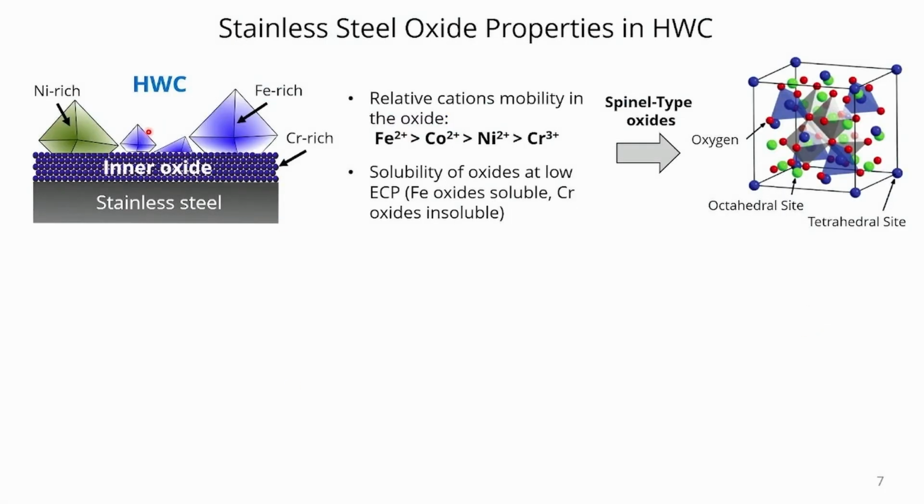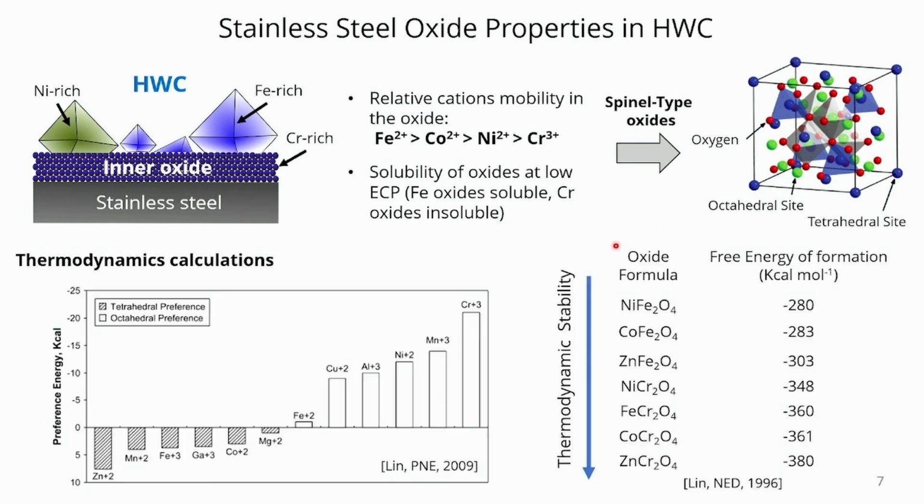It is well known that the oxide formed onto stainless steel in hydrogen water chemistry has a double-layer structure, with an outer oxide formed by a dissolution-precipitation mechanism and an inner oxide formed by a solid-state diffusion mechanism. Due to the relative cation mobility, as well as the solubility of this oxide at this low potential, usually an iron-rich outer layer and a chromium-rich inner layer are formed. Both layers are constituted by a spinel oxide structure, in which the octahedral or tetrahedral sites are occupied by metal cations according to their preference energy in these sites.